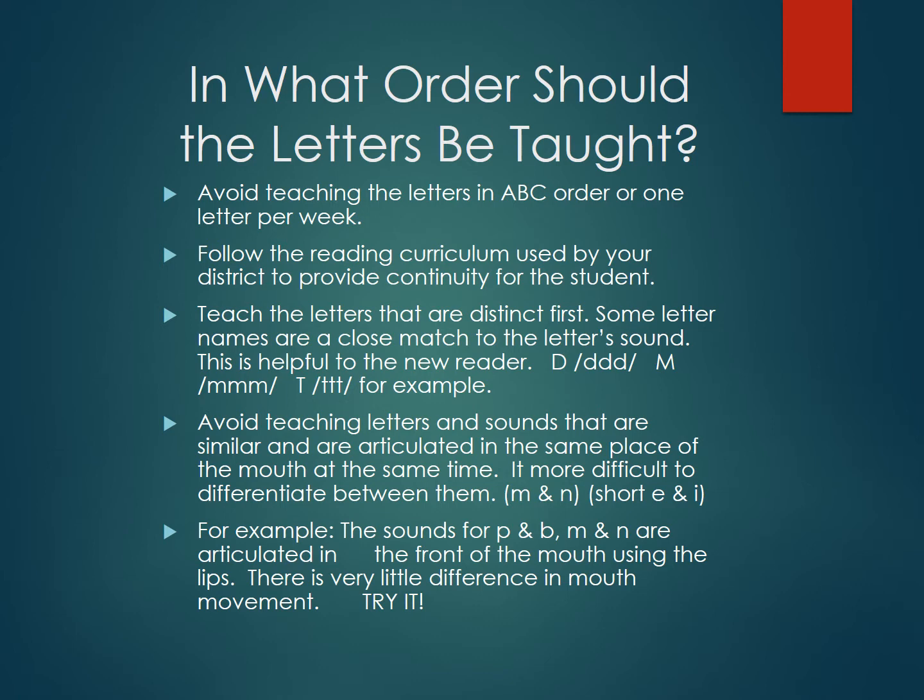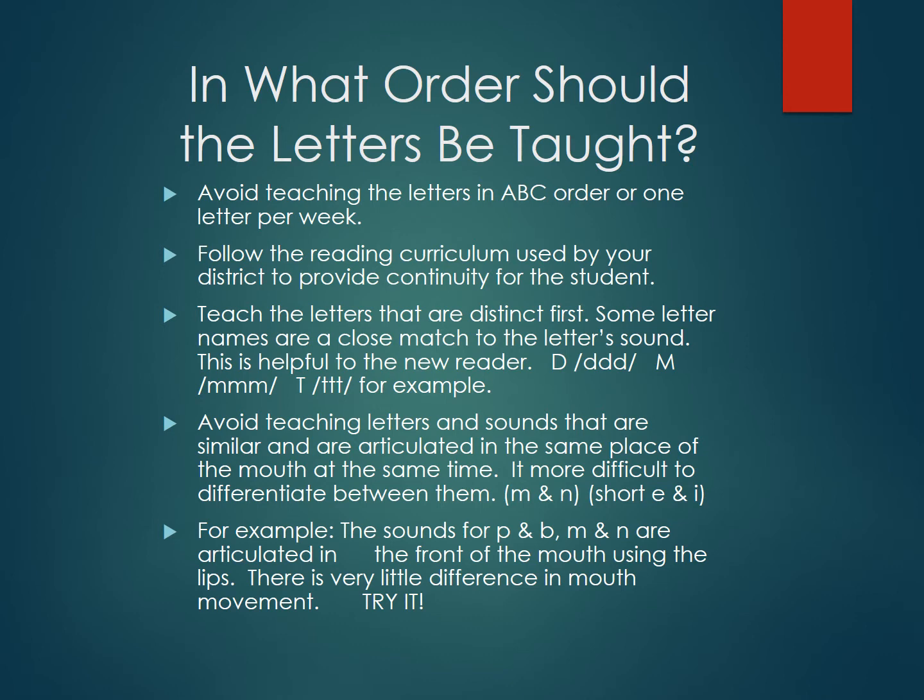Avoid teaching letters and sounds that are similar and articulated in the same place of the mouth at the same time. It's more difficult for them to differentiate between those. So for example, the M and the N. If we listen to the M and the N, and if you look in a mirror at the way your mouth is, those sounds are both articulated right in the front of your mouth. If we all think about short E and short I, again, if you look at your mouth in the mirror or just feel it with your hands, you can tell there's very little difference in the shape of your mouth when you are saying those, which makes those more difficult.